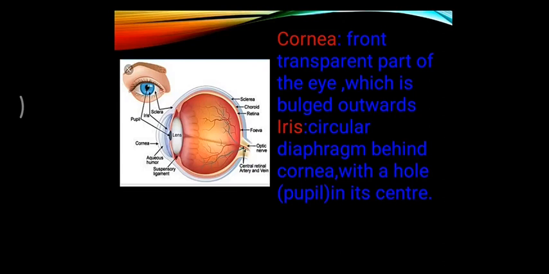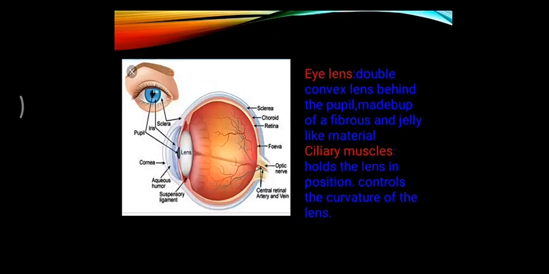Now, the question arises that what is the function of this iris? So, let me tell you the function of the iris is to control and regulate the amount of light entering the eye by adjusting the size of the pupil, and pupil is that hole present in the center of the iris. When the intensity of outside light is high, the pupil contracts so that less light enters the eye and vice versa.